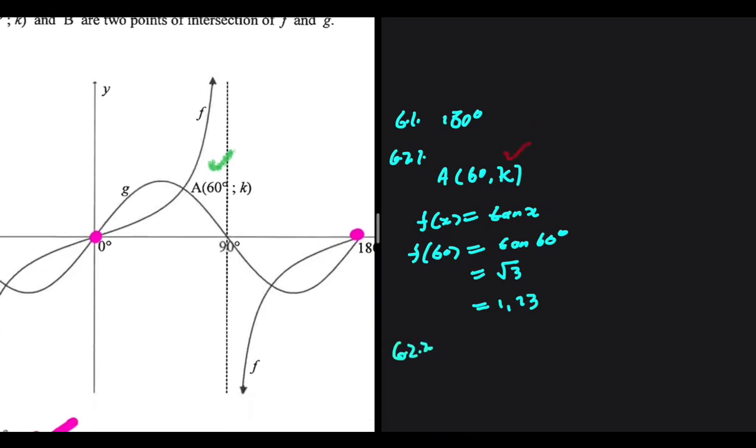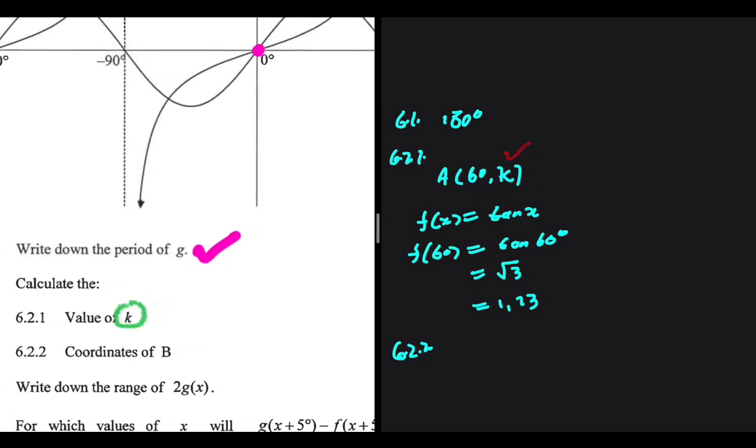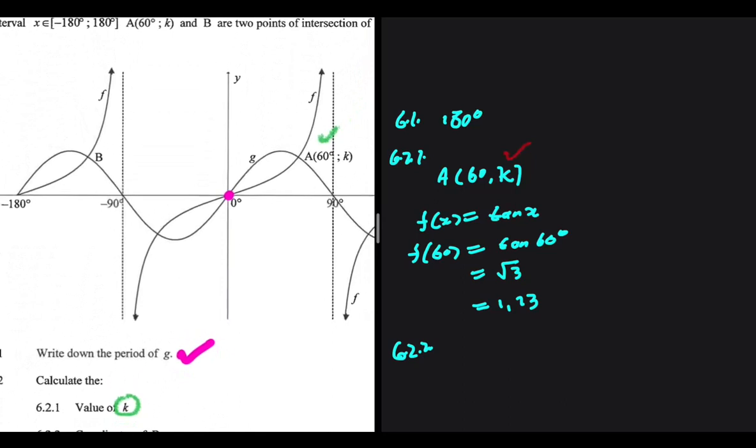6.2.2, let's go ahead and take a look. In 6.2.2, we're supposed to find the coordinates of B. Let's do some analysis. From B to A, the graph completes itself once. There is one cycle between A and B. And we know the period of g of x.